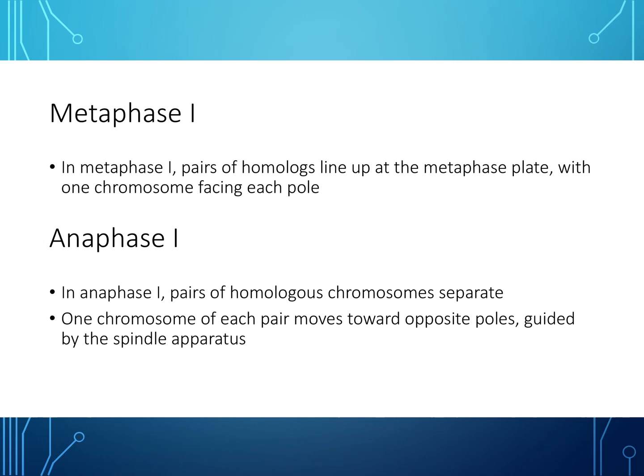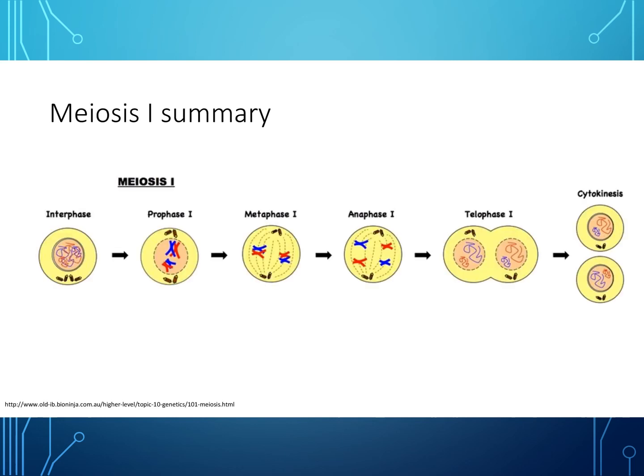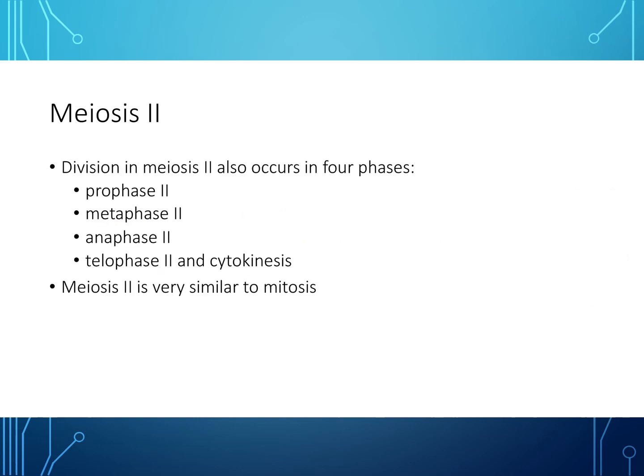Metaphase 1. In metaphase 1, pairs of homologs line up at the metaphase plate with one chromosome facing each pole. In anaphase 1, pairs of homologous chromosomes separate. One chromosome of each pair moves towards opposite poles, guided by the spindle apparatus. In the beginning of telophase 1, each half of the cell has a haploid set of chromosomes. Each chromosome still consists of 2 sister chromatids. Cytokinesis usually occurs simultaneously, forming 2 haploid daughter cells. To summarise meiosis 1: interphase, prophase 1, metaphase 1, anaphase 1, telophase 1, cytokinesis.